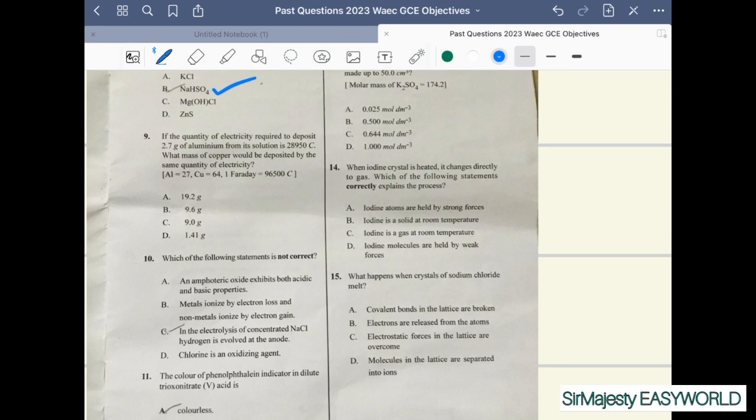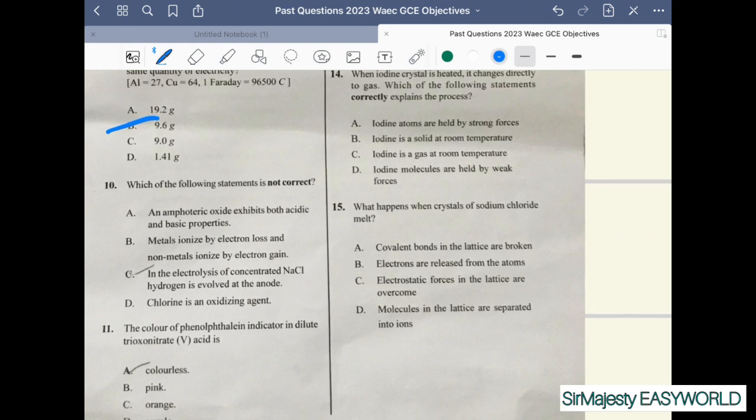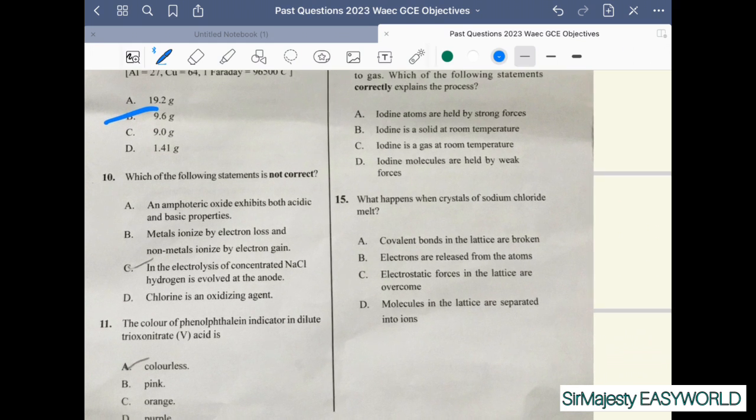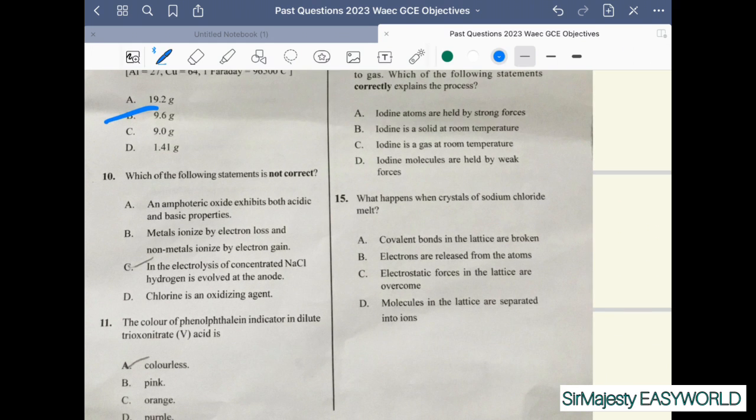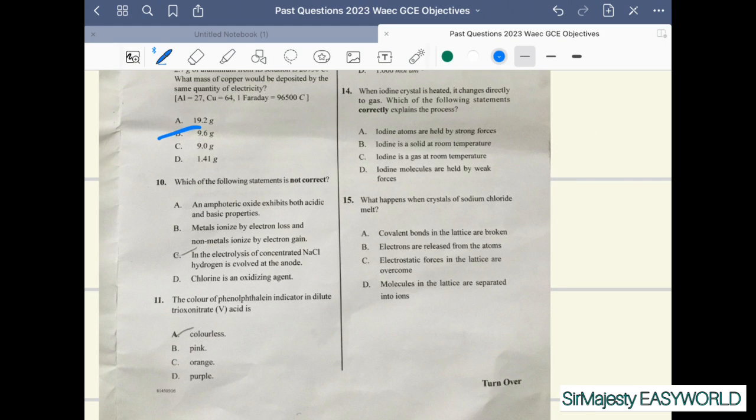So 9.6 is option B. That's the correct answer. Number 10 says, which of the following statements is not correct? A. An amphoteric oxide exhibits both acidic and basic properties. Yes, it's correct. That's why it is amphoteric. Remember, the word ampho means double, having two properties.